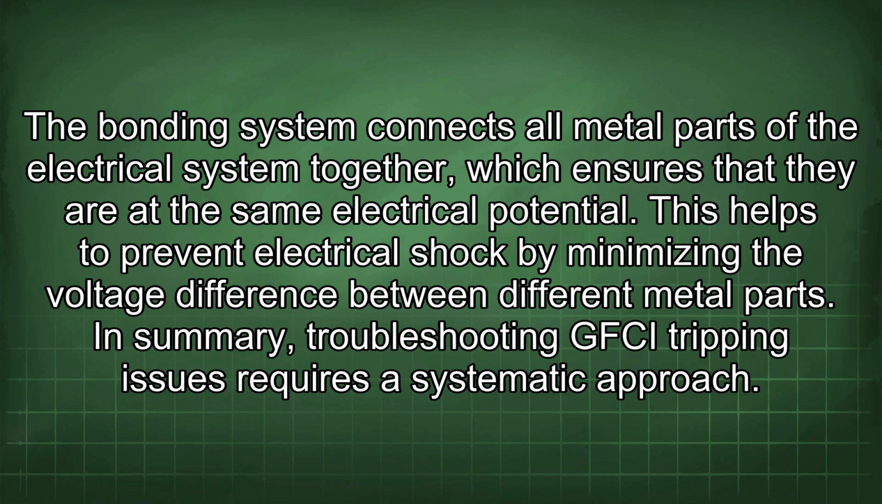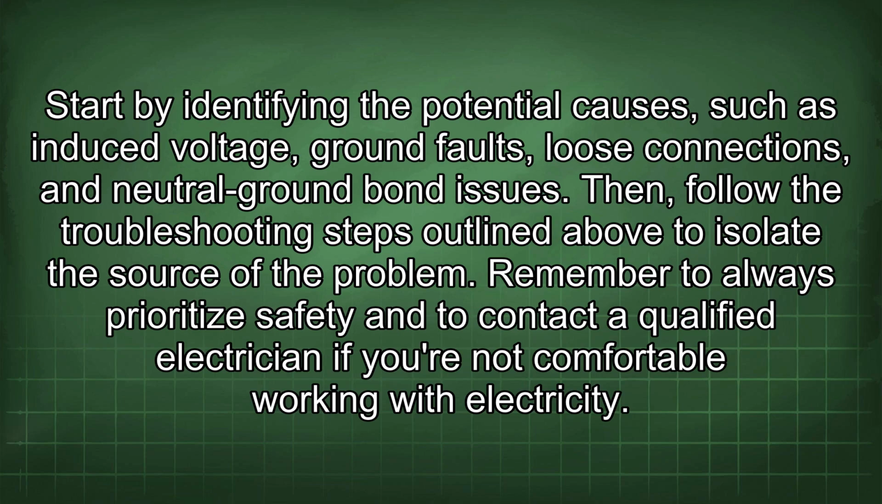In summary, troubleshooting GFCI tripping issues requires a systematic approach. Start by identifying the potential causes such as induced voltage, ground faults, loose connections, and neutral ground bond issues. Then follow the troubleshooting steps outlined above to isolate the source of the problem. Remember to always prioritize safety and to contact a qualified electrician if you are not comfortable working with electricity.